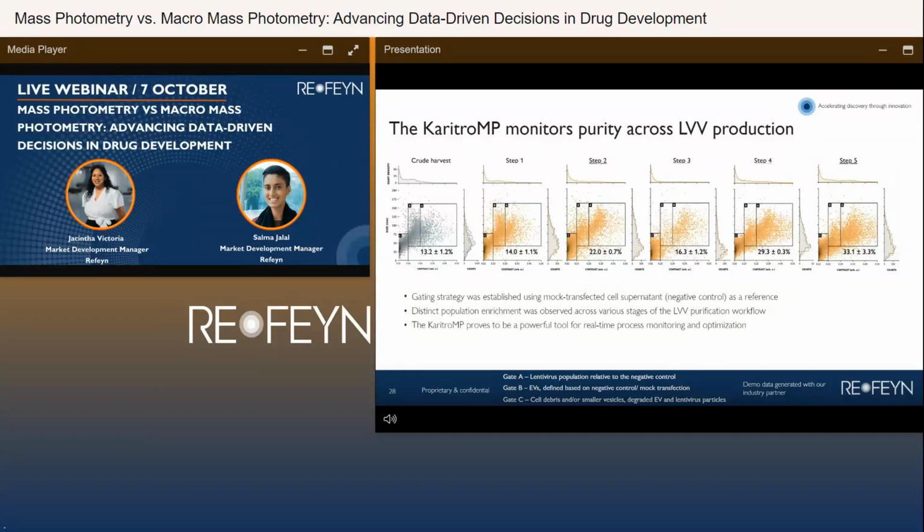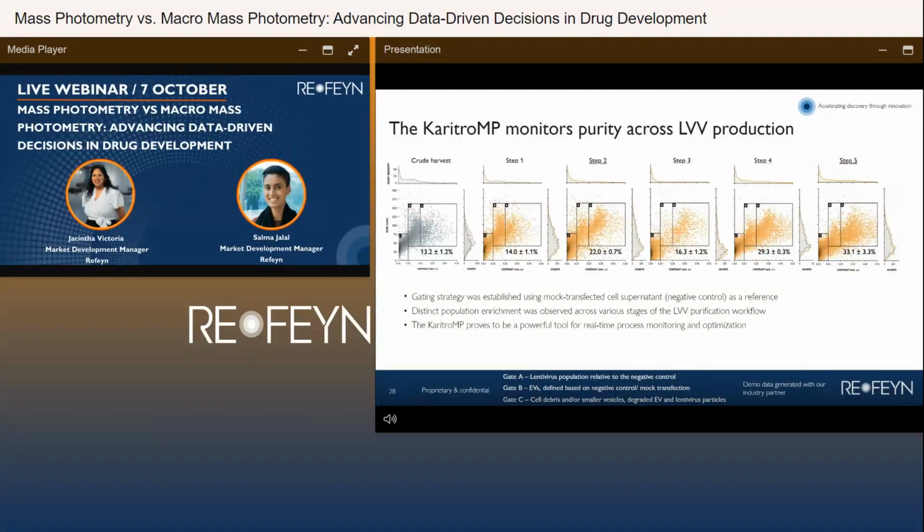So here we wanted to understand if Querétaro can actually help monitor, as in understand the enrichment or losses of your LVV particles going across the different unit operation stages. This data was generated with our industry partner, where they're developing their LVV platform. As you can see, going from left to right, you have the crude sample, and then the different steps in the process, which could very much be clarification going all the way down to sterile filtration.